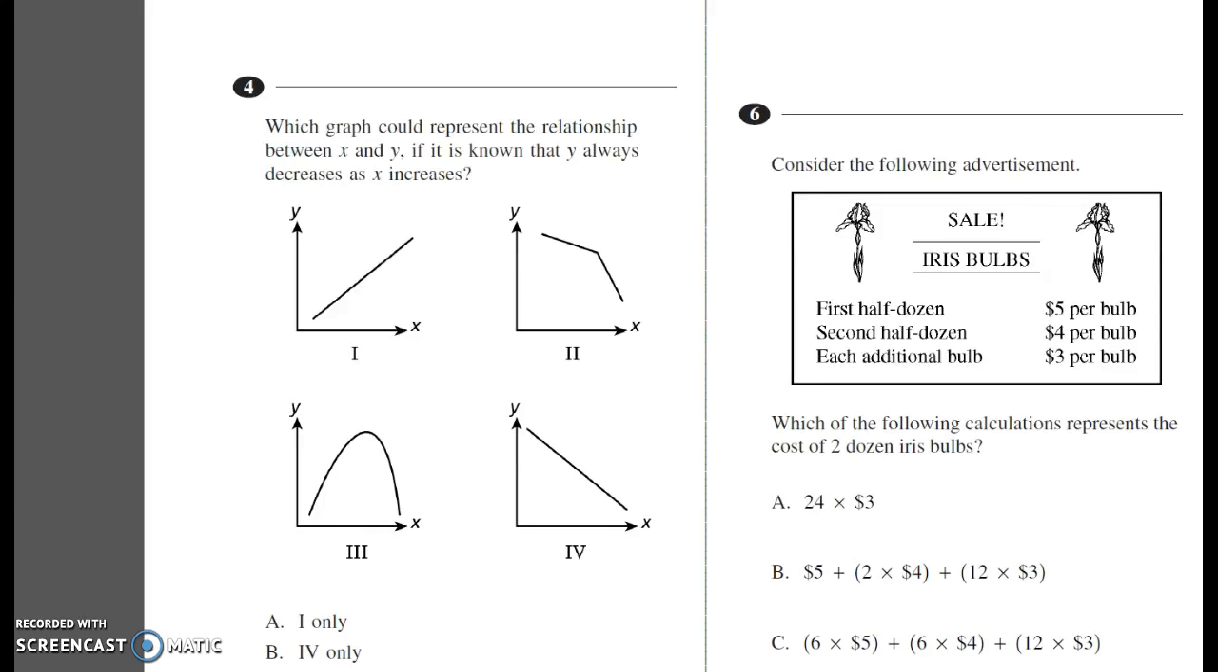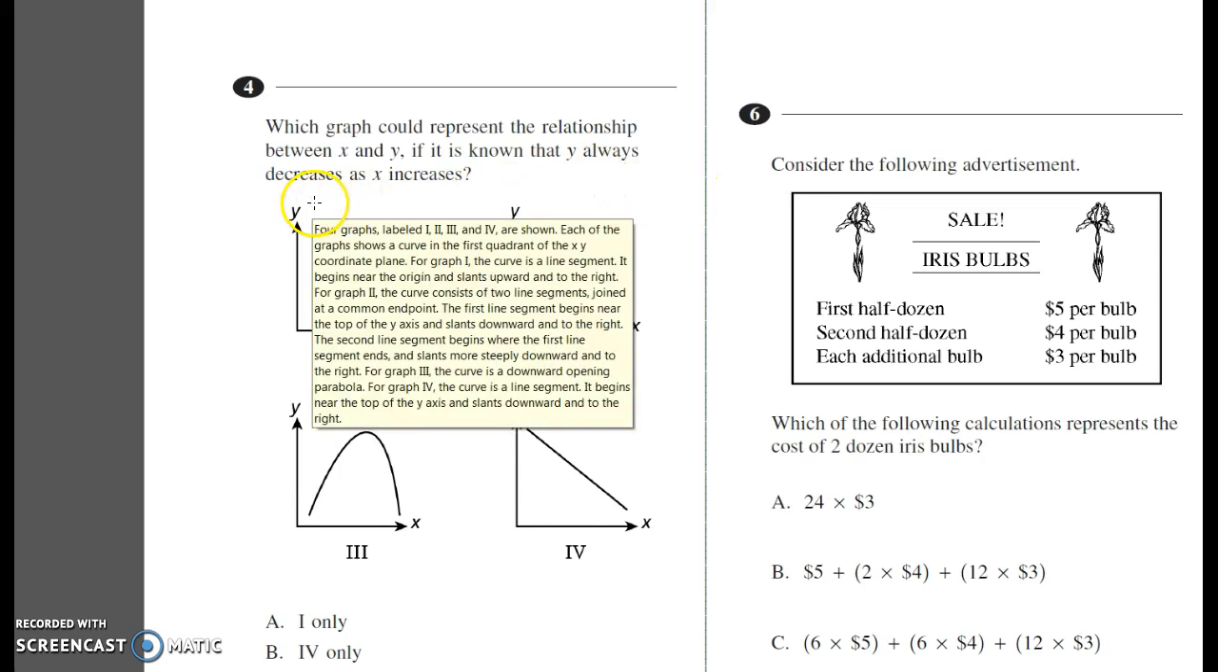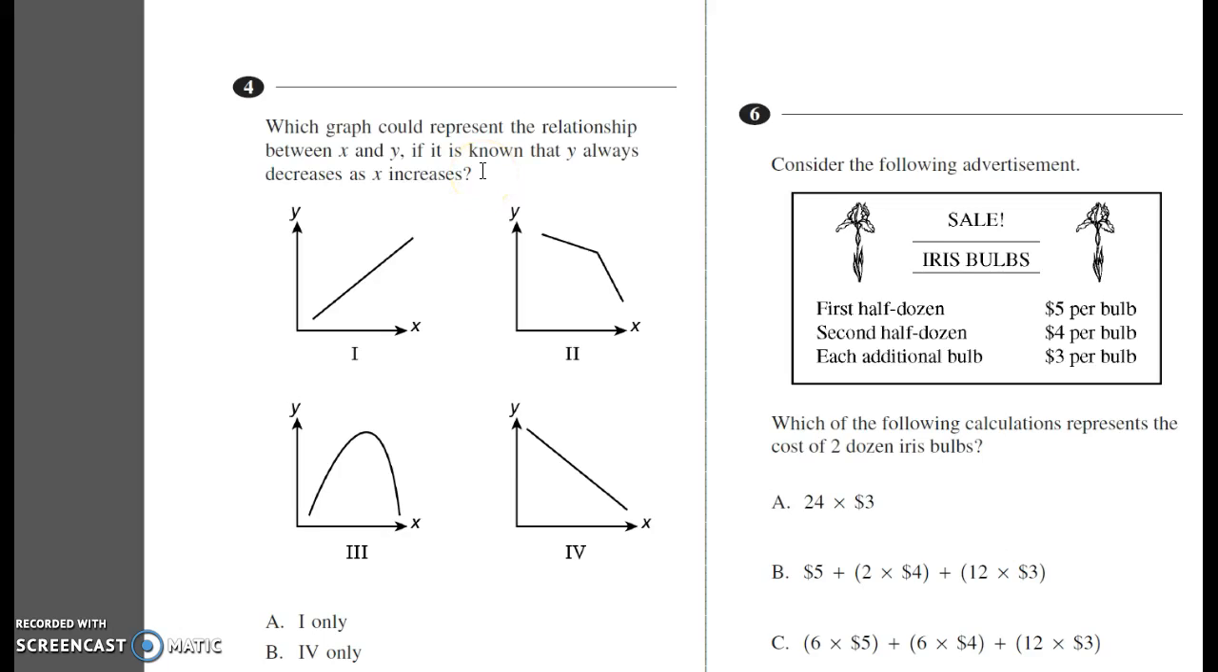Okay, we're picking back up with practice test FPT 6A, the mathematics test. And what we're looking at now is number 4. It asks which graph could represent the relationship between x and y if it's known that y always decreases as x increases. And then they give you 4 different options.